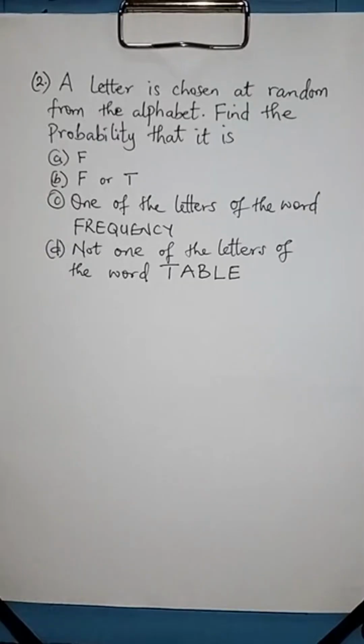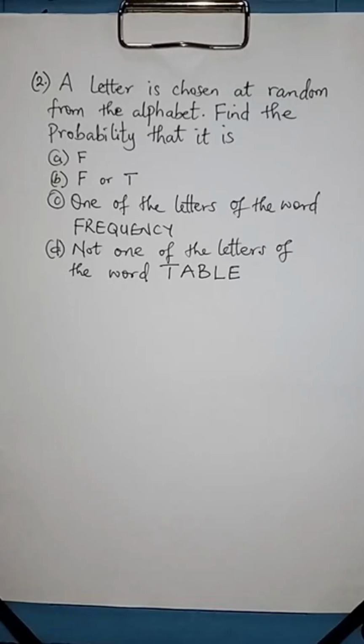Now let's look at another question. Question number 2. A letter is chosen at random from the alphabet. Find the probability that it is A, F; B, F or T; C, one of the letters of the word frequency; and D, not one of the letters of the word table.